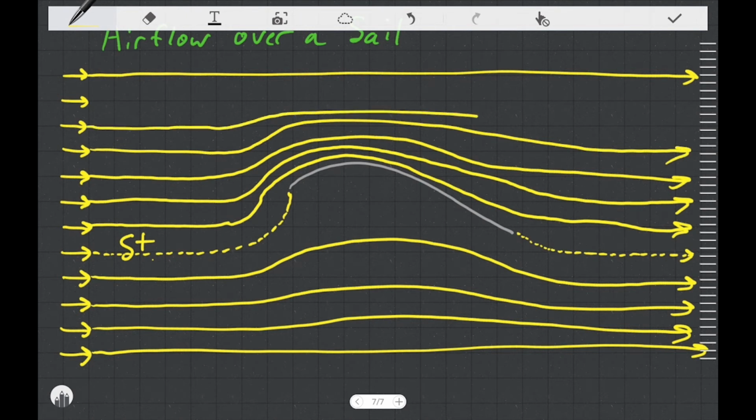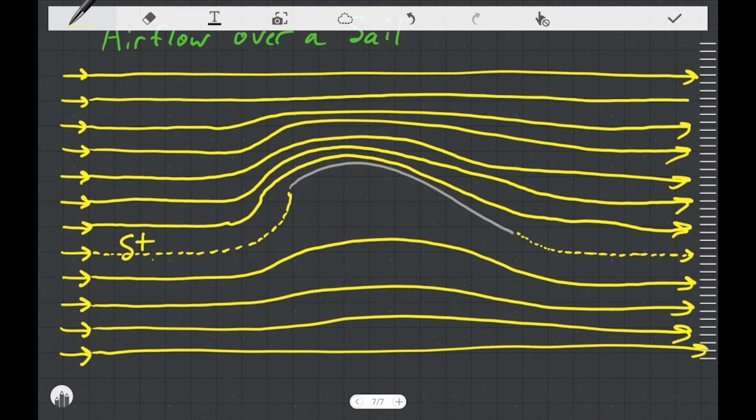Two more to go. And what you can see is that as we get up towards the top streamline, we're getting affected less and less. So this is essentially the airflow diagram that we expect to see around a single sail sailboat.